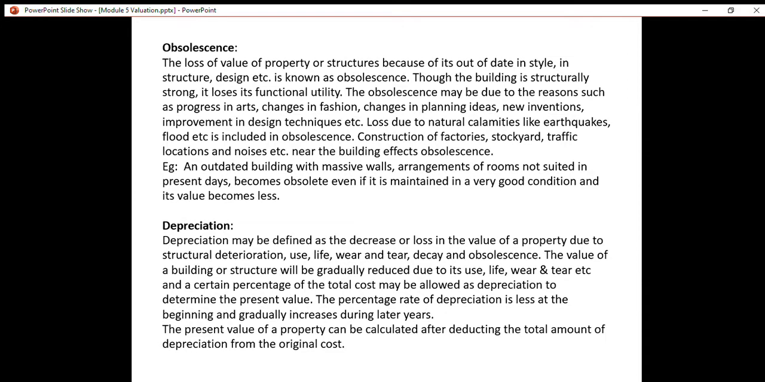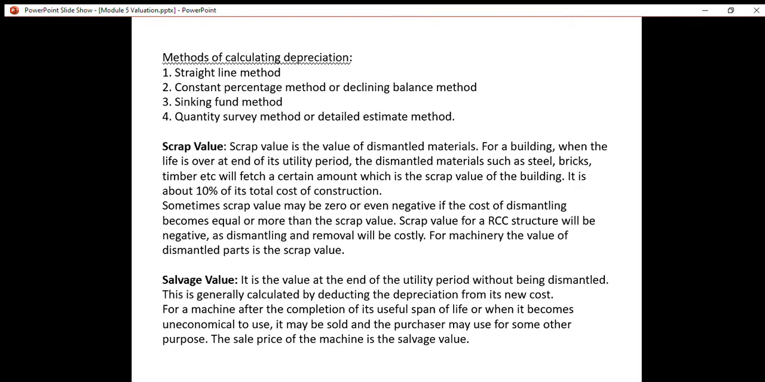Next, depreciation. It is a loss in value of property due to deterioration, wear and tear, decay, etc. For example, a vehicle will lose its value as it gets aged. Similar is the case with the building. Methods of calculating depreciation. There are 4 methods and we shall solve problems for each of these methods. Method 1, straight line method. Method 2, constant percentage method or declining balance method. 3, sinking fund method. 4, quantity survey method or detailed estimate method.